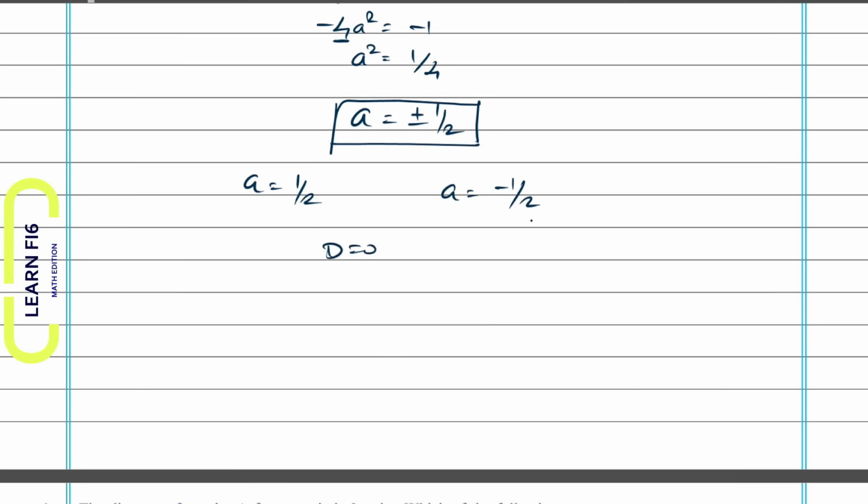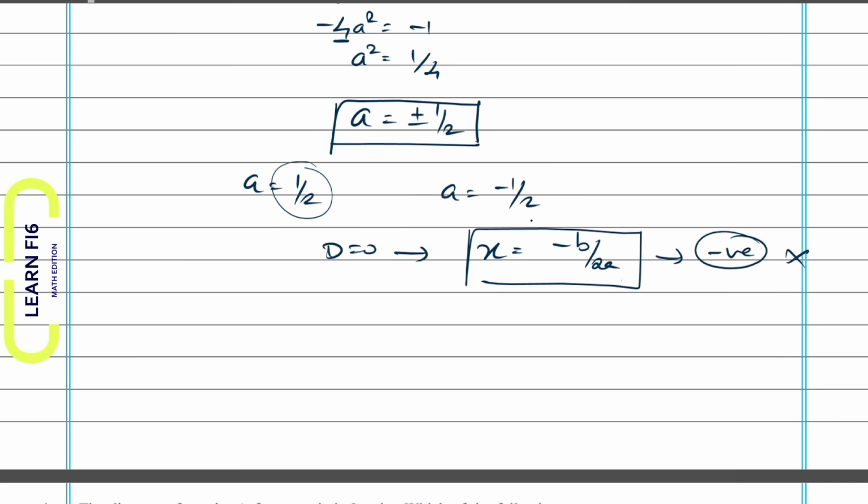Whenever I have the discriminant value 0, the root of the quadratic equation is given by x is equal to minus b by 2a. Both root values will be equal to this one. This is the actual solution when the D value is 0. Okay, so I'm going to substitute the value of a in this. If I put a is equal to 1 by 2, this one is a positive value. If I substitute it here, this will end up as negative. Okay, so this is not the required solution.